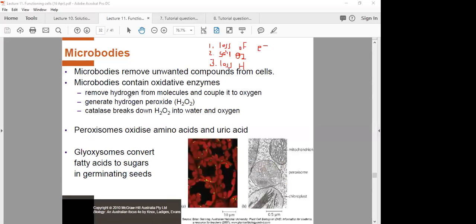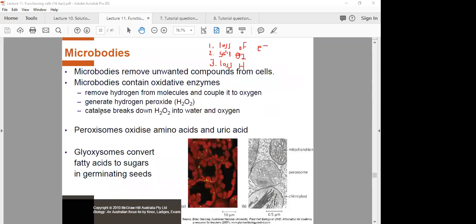That's how they start to disassemble these molecules or inactivate them, if you like. And they couple that hydrogen to oxygen to form hydrogen peroxide, H2O2. Now, hydrogen peroxide itself can be damaging to cell components. So it's good that they're contained within the microbodies. And the microbodies actually contain a very, very high amount of this enzyme called catalase. And catalase will catalyse the breakdown of hydrogen peroxide into harmless products, water and oxygen.